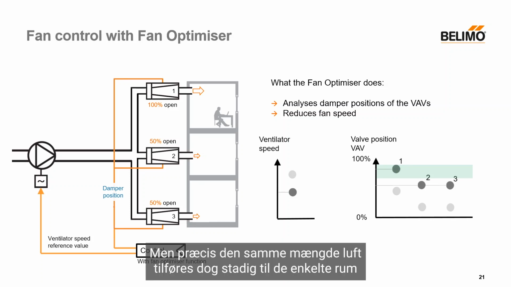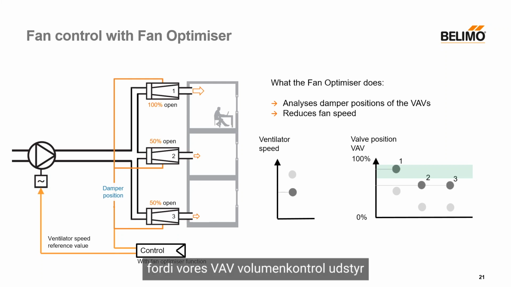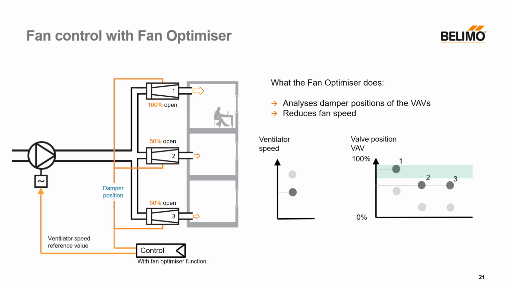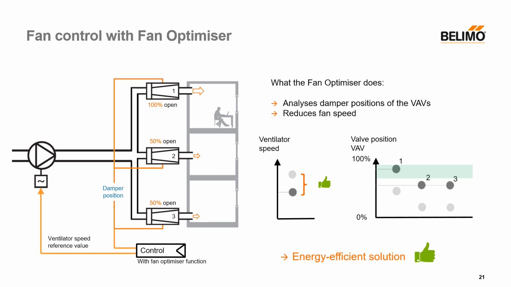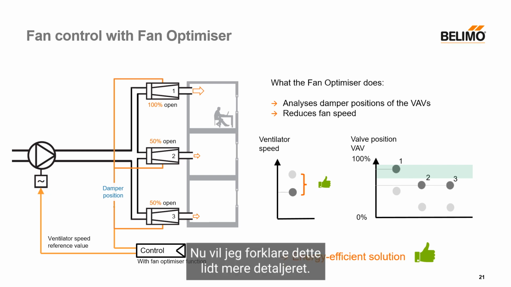However, exactly the same amount of air is still supplied to the individual rooms, because our VAV volume control equipment is a pressure-independent system. We can therefore save energy by reducing the speed of the ventilator. Now I will explain this in a little more detail.